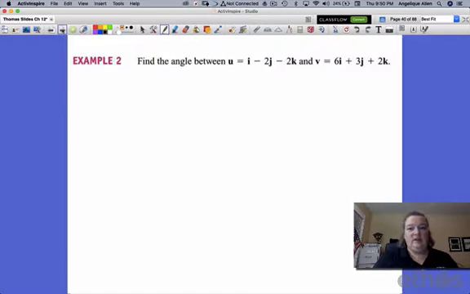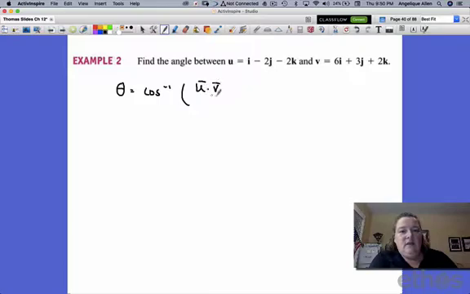So, you guessed it, we're going to try this. Find the angle between these two vectors. Okay, so we're going to say theta equals the inverse cosine. Remember, we've got to do U dot V over the length of U times the length of V. And it's just straight up multiplication. You can put the dot here or not. But remember, magnitude is a scalar quantity, so this is just two numbers multiplied together here.